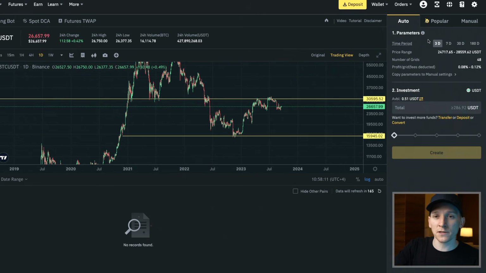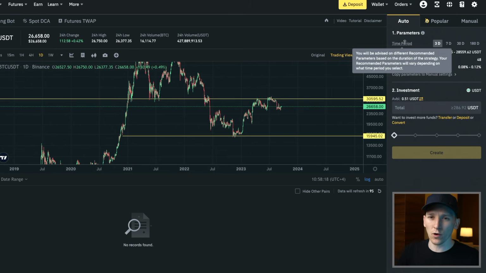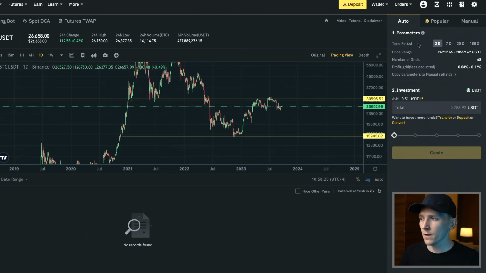I'll show you auto features first. It gives you an idea, and then we'll go through the manual settings. Parameters are important. The first one is the time period. Now this is on auto. You don't choose this for manual, but we can see that auto changes the price range for us.